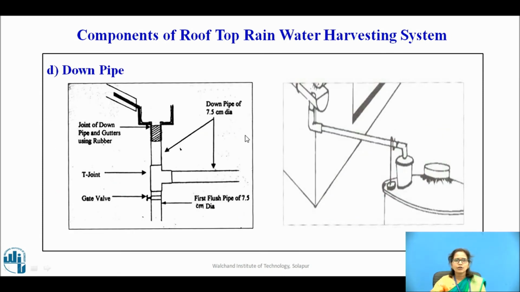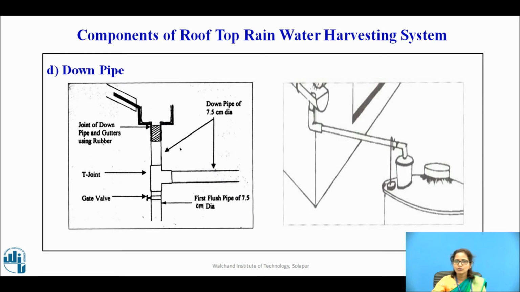So next is the down pipe. Here you can see the down pipe, it will be of size 7.5 centimeter in diameter, and in between the first flush pipe and the down pipe a T junction is provided, and a valve is provided below the T junction, to allow the water to pass on to the down pipe.